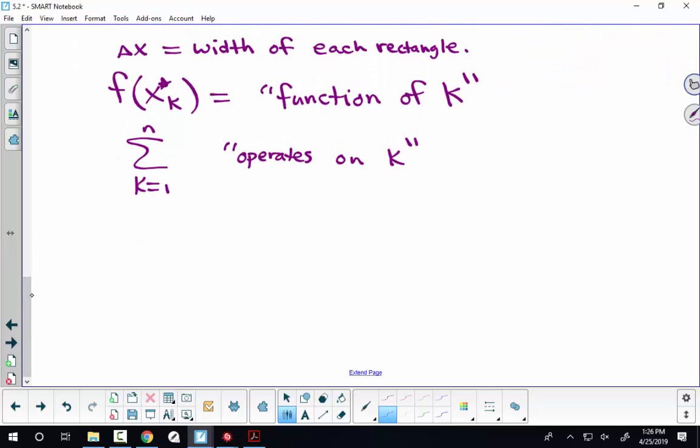Okay, and once we compute this sum from k equals 1 to n on f of x star sub k, that gives us a function of n.